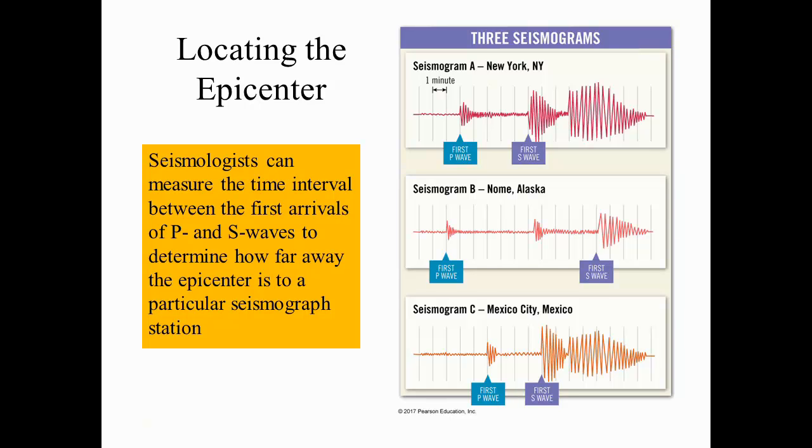So, as I showed before, seismologists can measure the time interval between the first arrival of P and S waves to determine how far away the epicenter is from a particular seismograph station. So here we have three different examples of seismograms, one from New York, a second one from Nome, Alaska, and the third from Mexico City, Mexico.